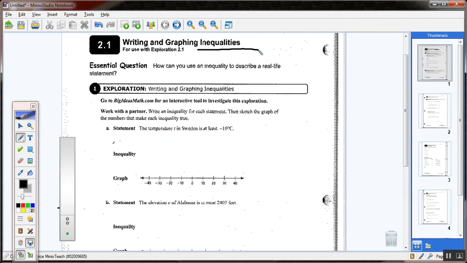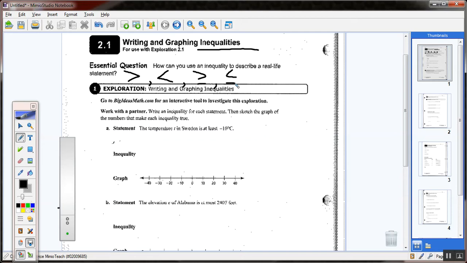Good movie. Yeah. Okay. Yeah, inequalities deal with what kind of signs again, Madeline? I didn't hear you. Greater than. Less than. Greater than or equal to. Less than or equal to. Very good.